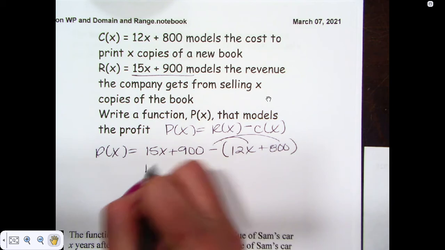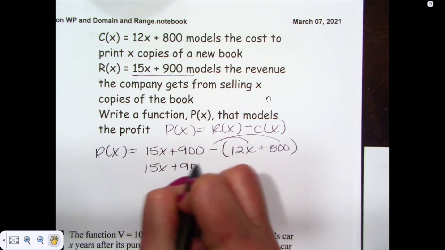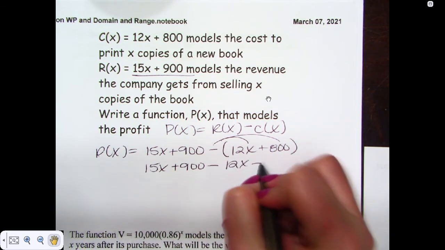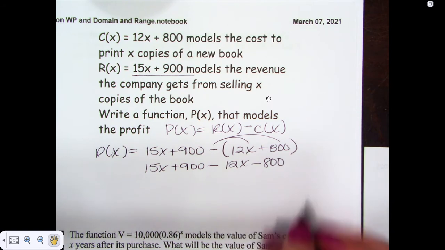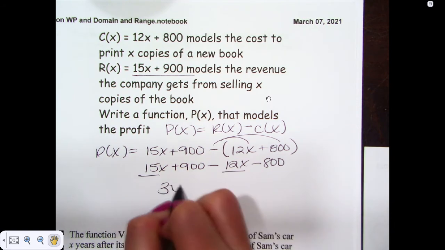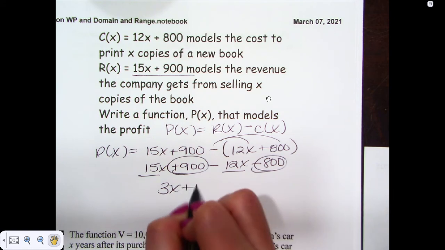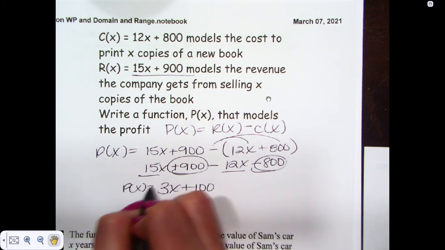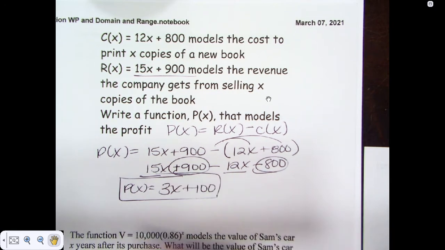Distribute your minus sign. And combine your like terms. So our profit should be 3x plus 100.